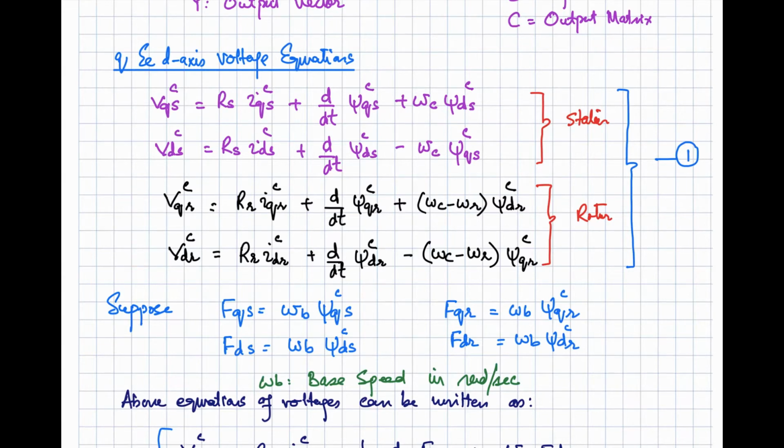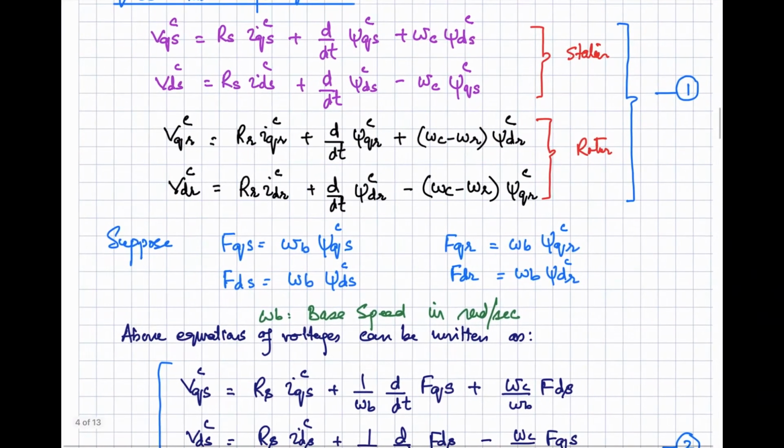Now let's suppose that FQS is equal to omega B into phi QS. Phi QS is the flux linkages of the Q axis stator side in arbitrary frame of reference. So if we multiply it with the base speed, let's suppose that is equal to FQS, and definitely this is in arbitrary frame of reference. So flux linkages multiplied by omega B will be FDS. Flux linkages Q axis of the rotor in arbitrary frame of reference multiplied by omega B is being considered as FQR, and similarly FDR, where omega B is the base speed in radian per second.